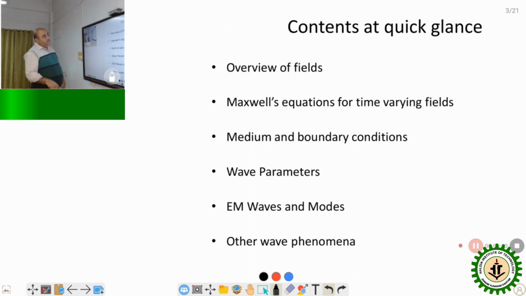The content that we will have in this presentation is the overview of the fields, meaning what is meant by electrostatic fields or magnetostatic fields. What about the concept of time varying fields? What are the important Maxwell's equations related to time varying fields? The medium and the boundary conditions at the interface, the important wave parameters of interest, EM waves, the various modes that we come across, and the other different EM wave phenomena.